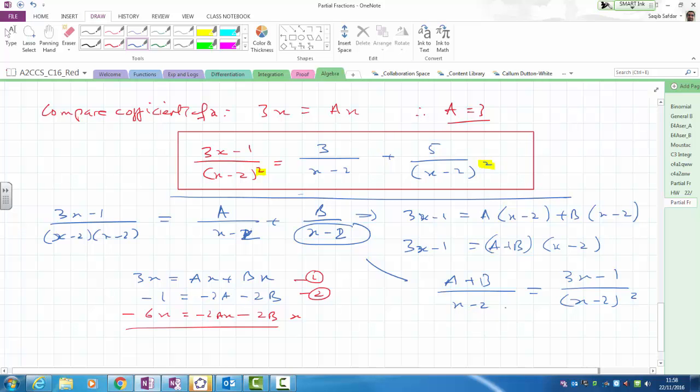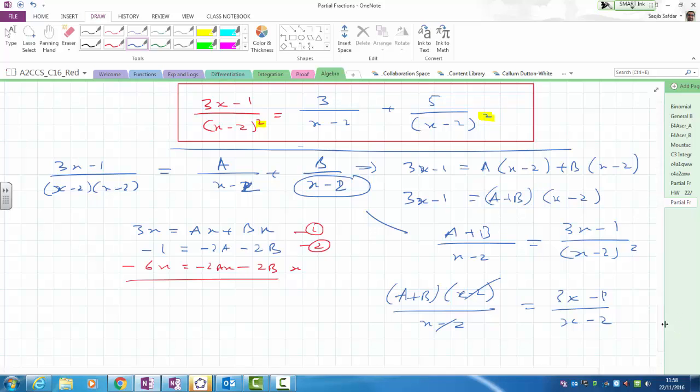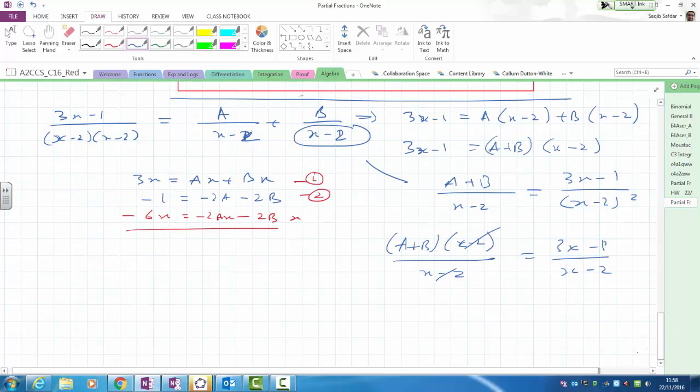Go on, Robbie. Could you just multiply the top and the bottom by x minus 2 for a and b? By x minus 2. Yeah, so you've got a plus b into x minus 2, and then divided by (x minus 2) squared. So that just carries on. 3x minus 1 divided by x minus 2. What would you do from here? You're still left with this scenario.